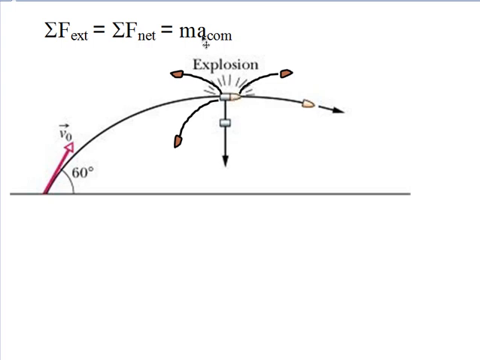Therefore, the center of mass will have no horizontal acceleration. It will have vertical acceleration because of the vertical external force, and we would expect the center of mass to rise into the air and to descend. But there will be no acceleration going horizontally, and so the center of mass of the unexploded projectile should be the same, horizontally, as the center of mass of all of the fragments.